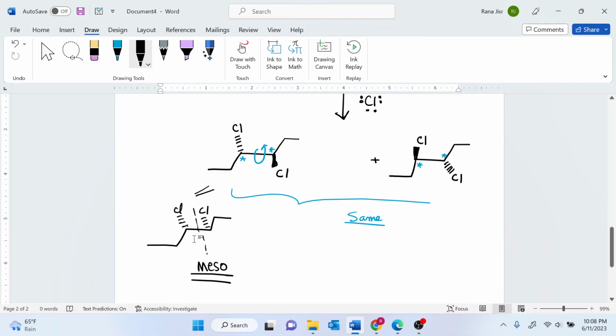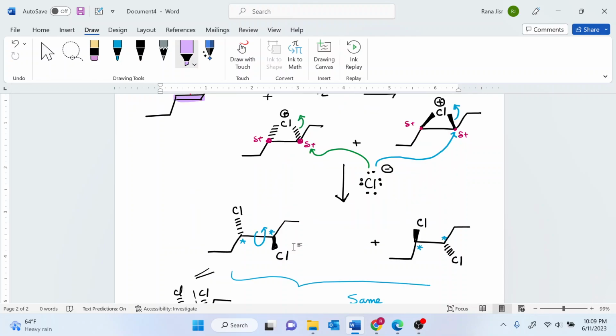So this is why this meso compound, these two are not enantiomers. These two are going to be the same because if I rotate one, I'm going to simply go ahead and get the other one. And my product is going to be just one product in there. You don't have to show both of them because these two are going to be the same.